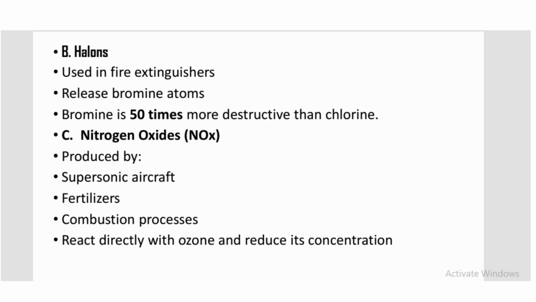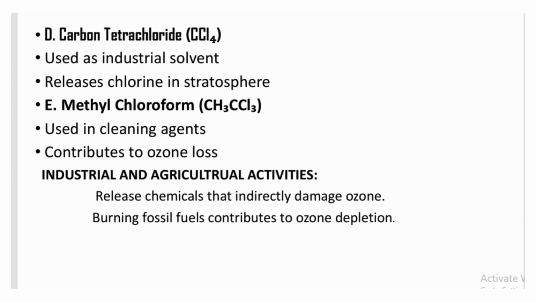Second is the halons. Halon is used in fire extinguishers. They release bromine atoms. Bromine is 50 times more destructive than chlorine. The third gas is nitrogen oxide, produced by supersonic aircraft, fertilizers, and combustion processes, and it reacts directly with ozone and reduces its concentration. The fourth one is carbon tetrachloride, used in industrial solvents, which releases chlorine in the stratosphere. The fifth one is methyl chloroform, used in cleaning agents, which contributes to ozone loss.